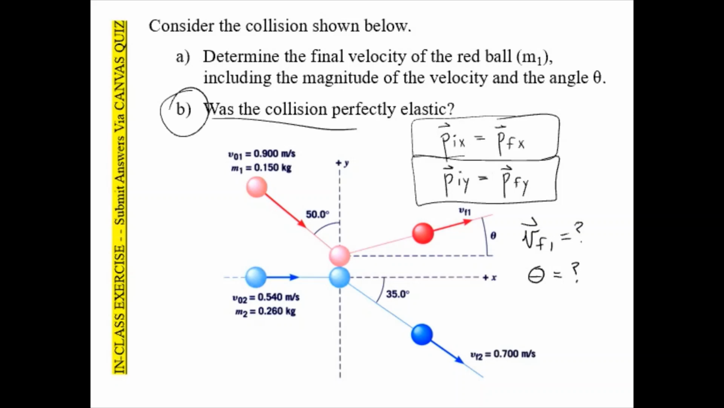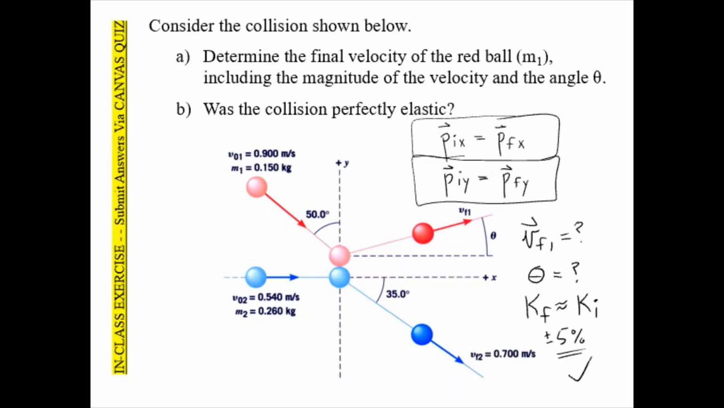was the collision perfectly elastic? And the question is, was it perfectly elastic to within 5%? That is, is the final kinetic energy in the system approximately the same as the initial kinetic energy in the system? Let's say within plus or minus roughly 5%. Okay, if it's within about 5%, we'll say that's a perfectly elastic collision.